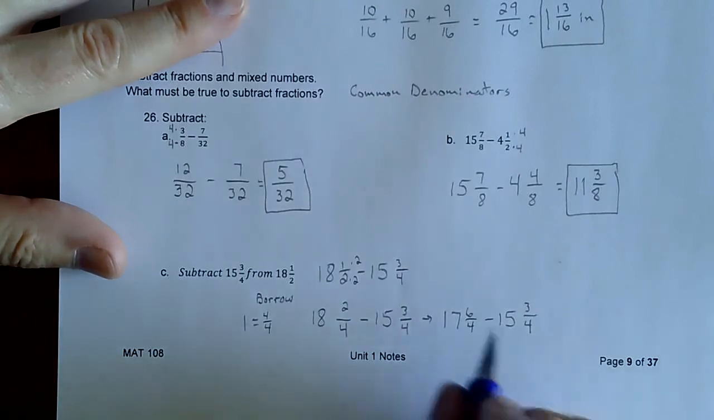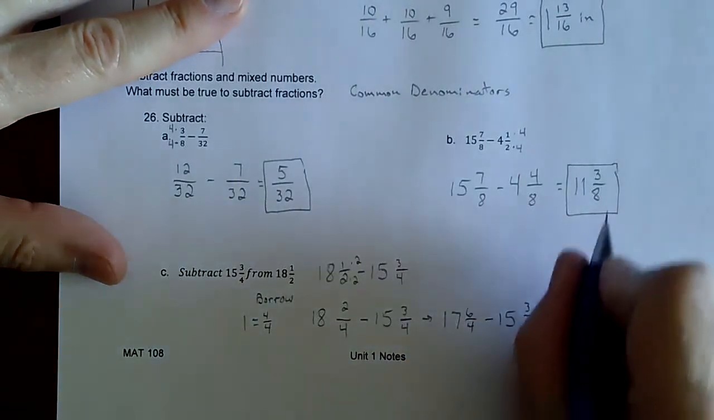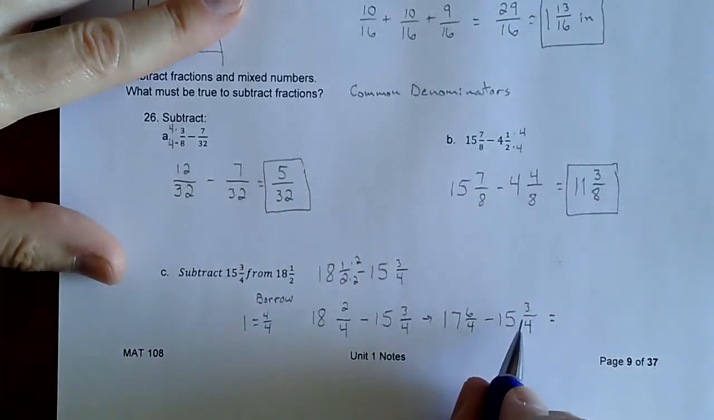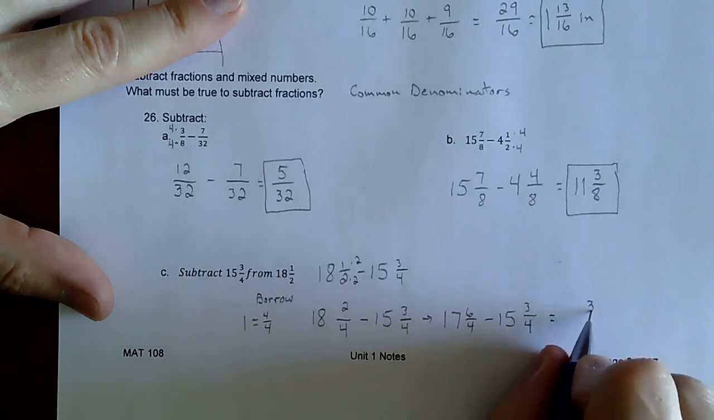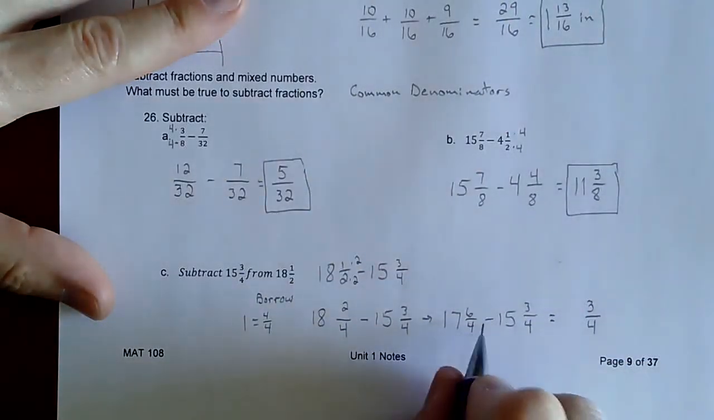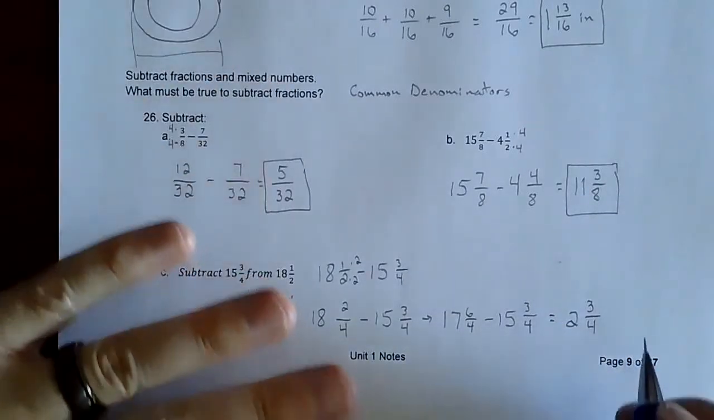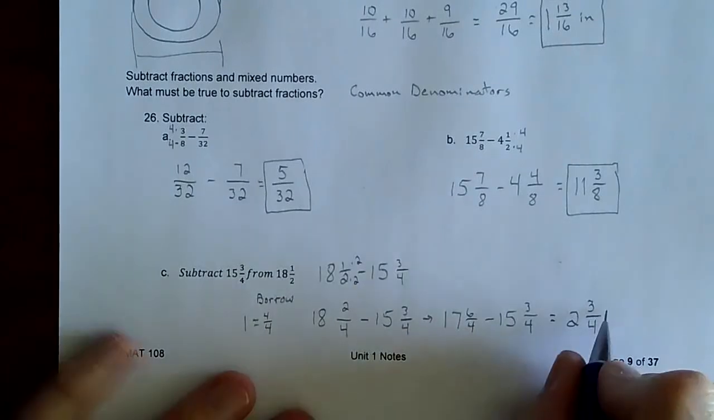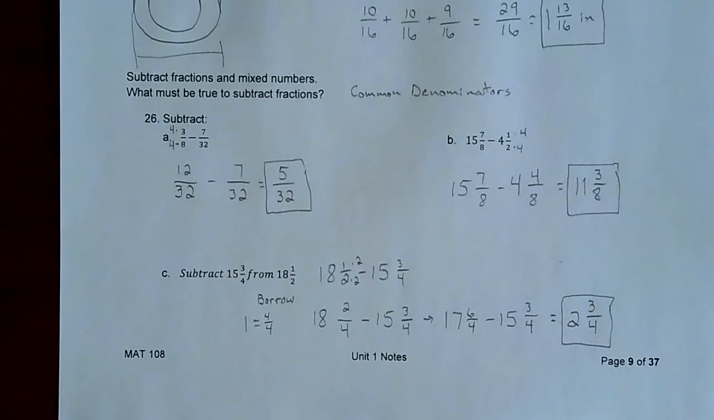Now we can actually do 6/4 minus 3/4. Again, just like the other one, we're going to start with the fraction first, make sure we can do it. 6/4 minus 3/4 is 3/4. And then we have 17 minus 15 is 2. So 2 and 3/4, and that is our answer.